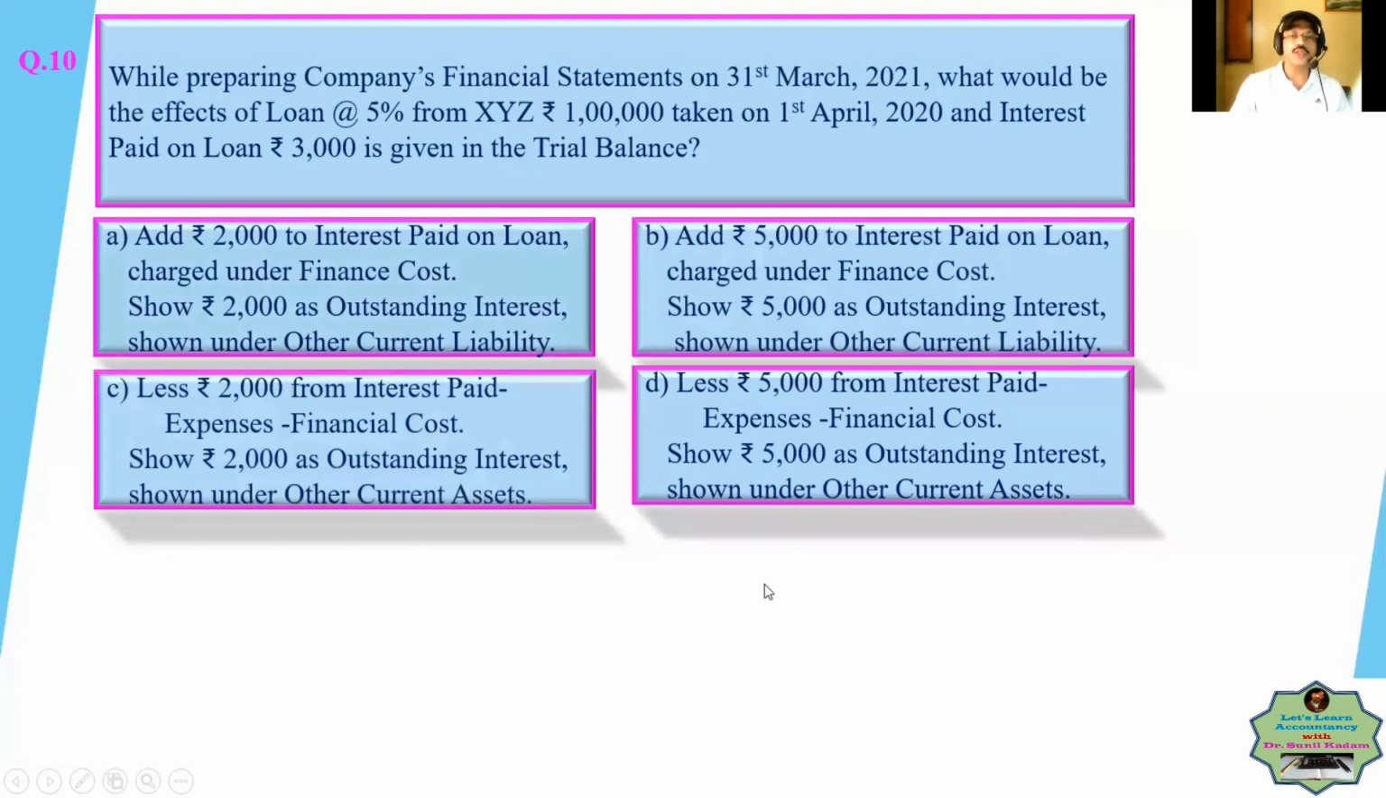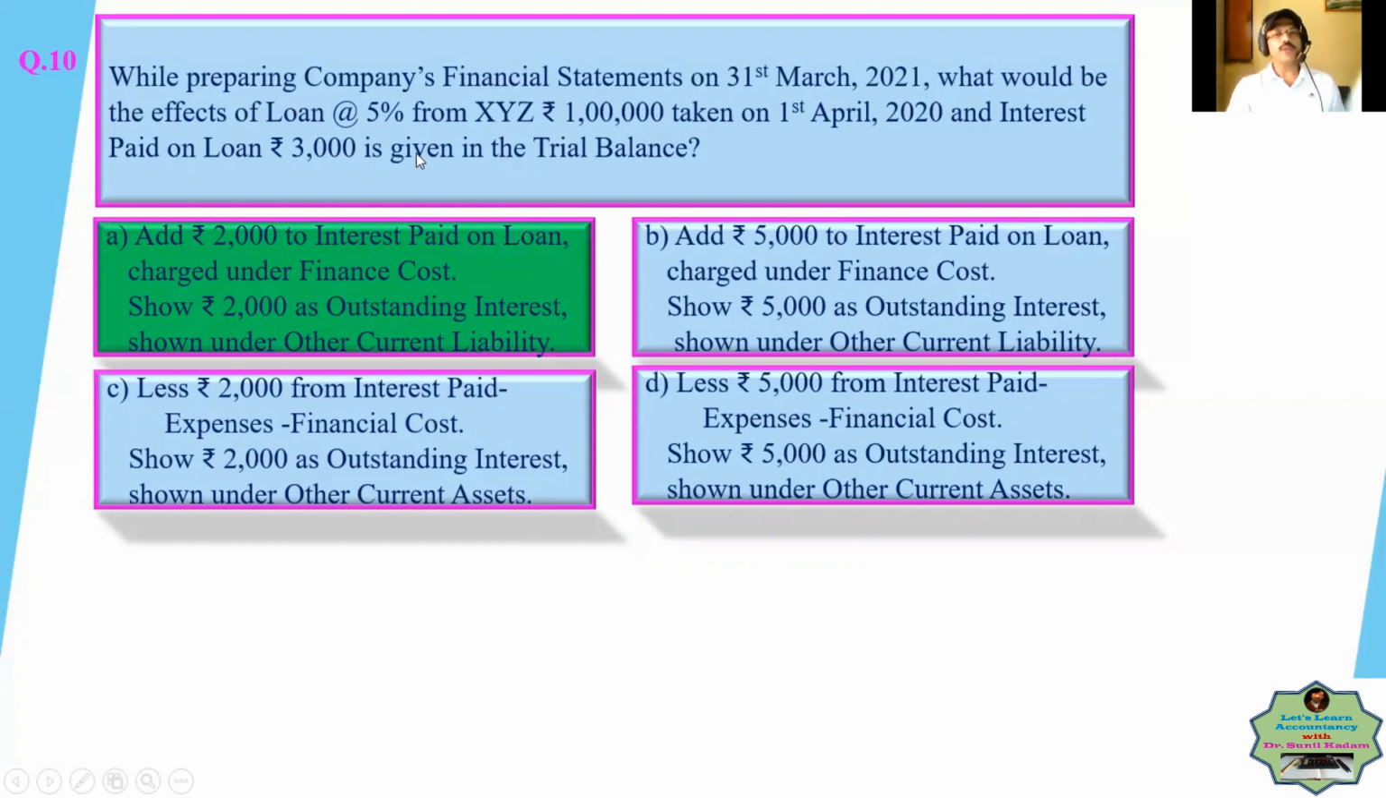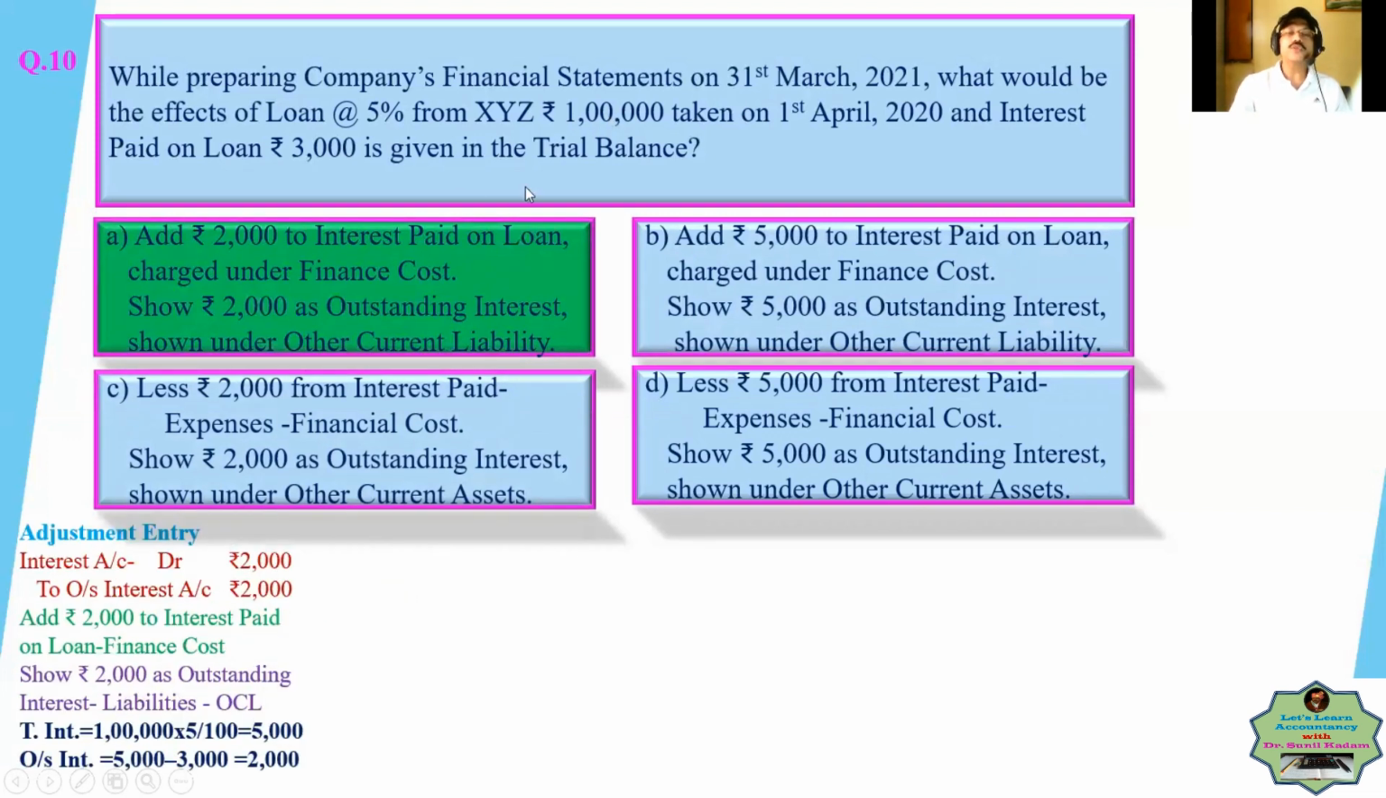So the correct option is the first one, A, because whenever you have taken a loan, you are supposed to pay the interest for the entire period. So 1 lakh is the loan taken at the commencement of the year. Therefore, we are supposed to pay 5% on 1 lakh as the total interest. So the interest to be paid is 5,000, but how much is actually paid? 3,000. Therefore, 2,000 is not yet paid.